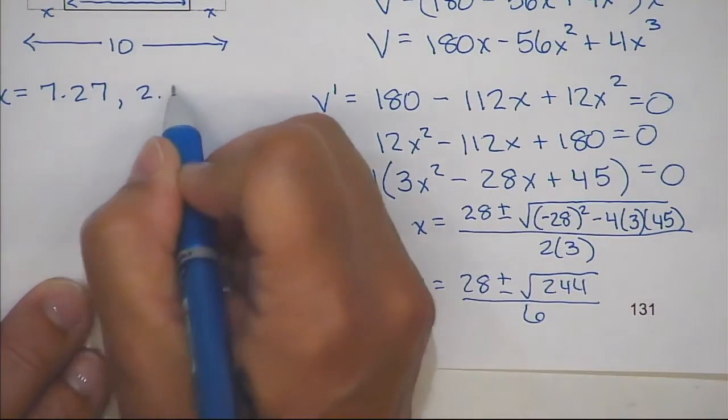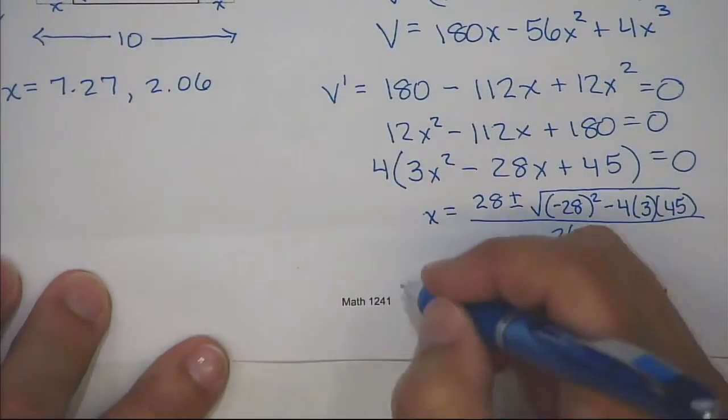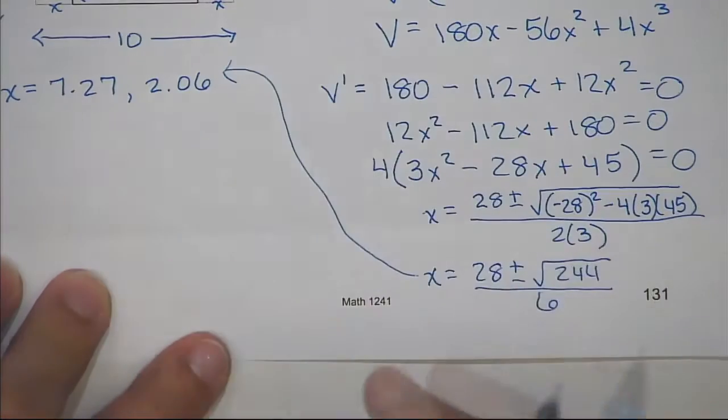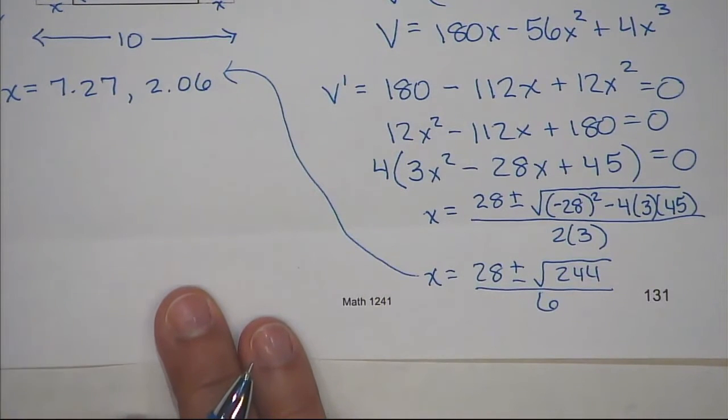And 2.06. Okay. All right. So there's 2 answers. Now, every one of these problems that you guys are given, the answers that you find, you can kind of figure it out without the calculus part of it.